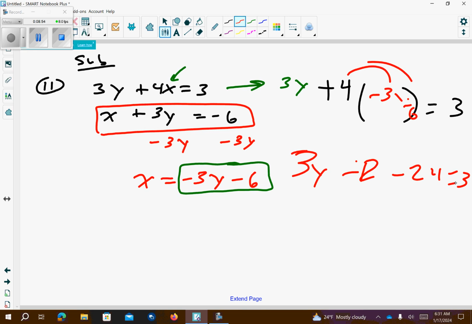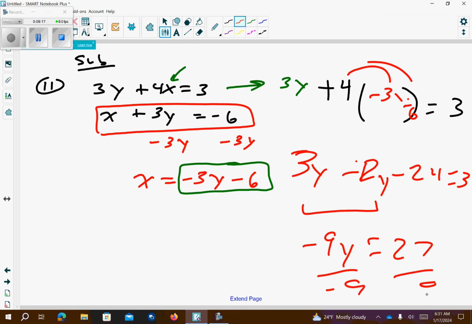Combine our like terms. I had a y in there too. That should be a 12y. So combine these two like terms. That gives me negative 9y. Add 24 to both sides, equals 27. Divide each side by negative 9. So I'm going to get y is equal to negative 3.